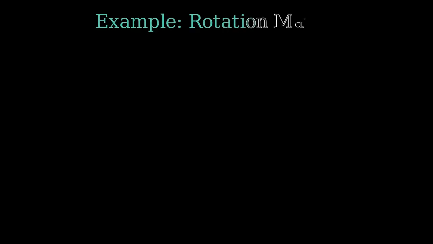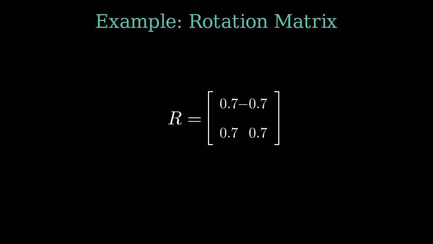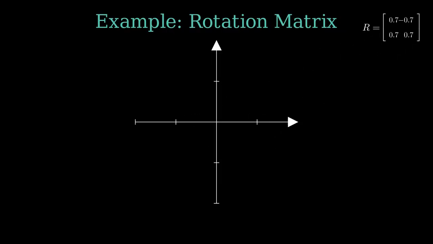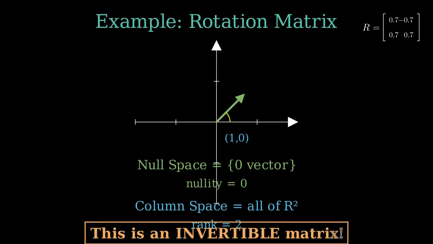Here's another example, a rotation matrix. This matrix rotates vectors by 45 degrees. Watch how it rotates vectors. Here's a vector pointing right. After rotation, it points at 45 degrees. For a rotation matrix, nothing goes to 0, the null space is empty. And every vector in R squared can be reached. The column space is all of R squared. This is what we call an invertible or full rank matrix.